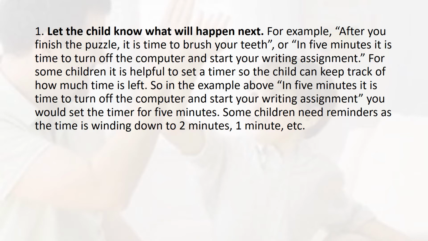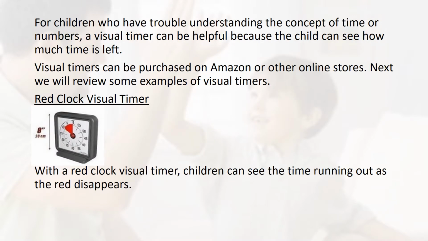Some children need reminders as the time is winding down to 2 minutes, 1 minute, etc. For children who have trouble understanding the concept of time or numbers, a visual timer can be helpful because the child can see how much time is left. Visual timers can be purchased on Amazon or other online stores. Next, we will review some examples of visual timers.